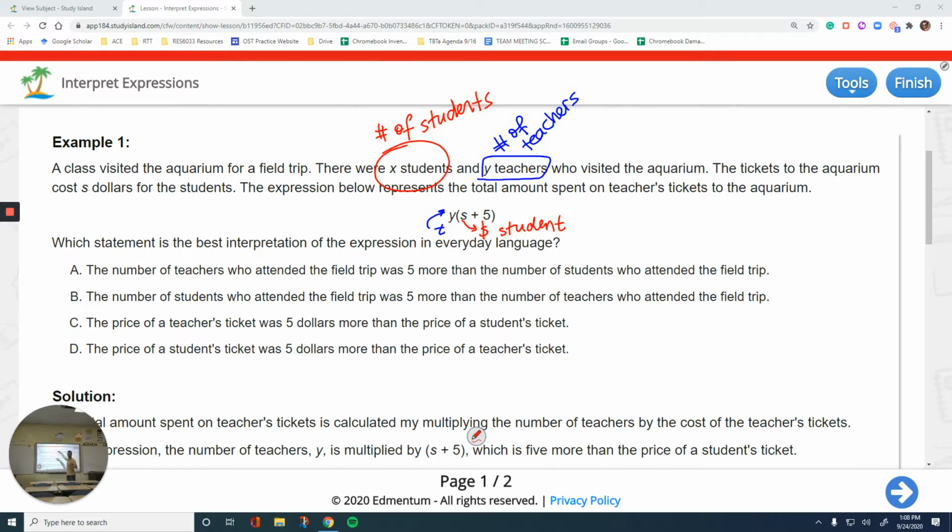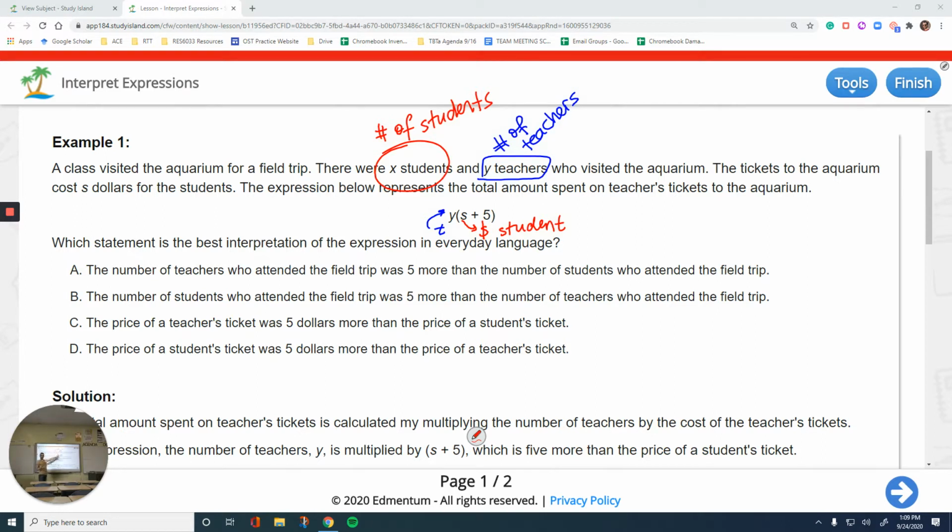Now, I need to go through all of the answers. I'm not going to jump on any of them. I'll see all of these answers and cross out the ones that make no sense at all, leave the ones that kind of make sense, and then decide which one makes the most sense. So which statement is the best interpretation of the expression in everyday language? The number of teachers who attended the field trip was 5 more than the number of students who attended the field trip.